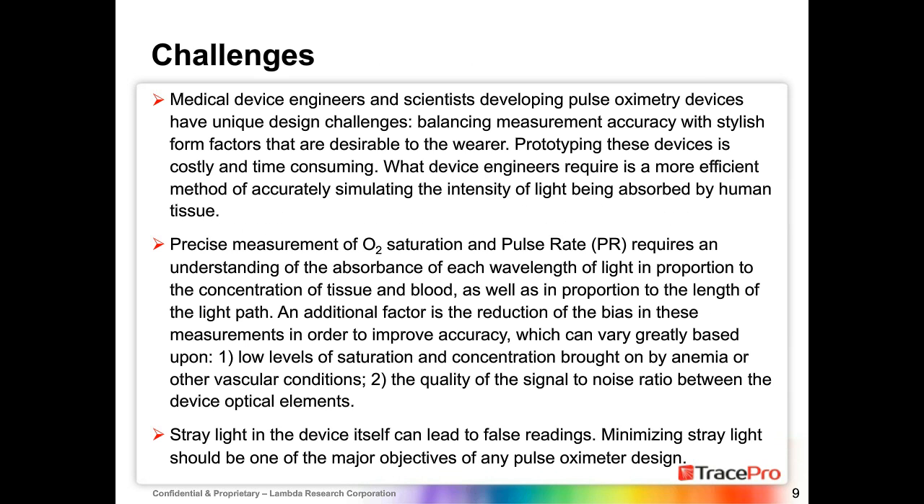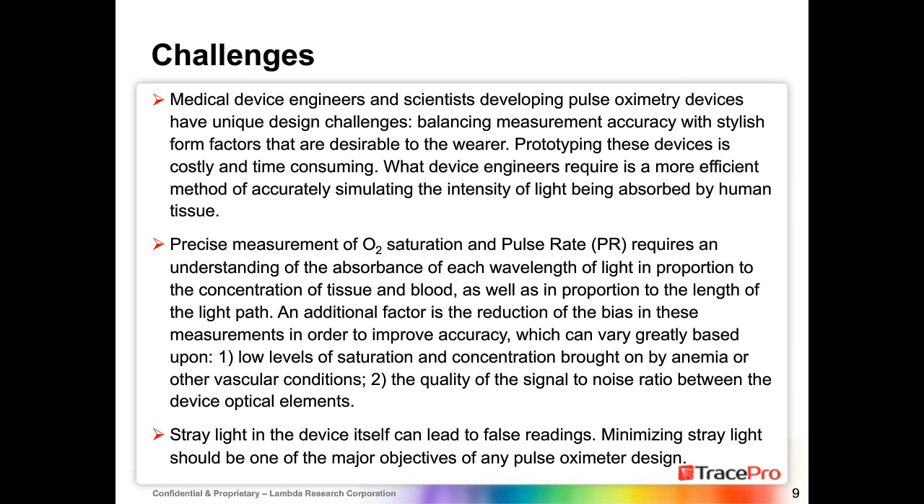So, there's a lot of challenges. Medical design engineers and scientists developing pulse oximetry devices have unique design challenges, balancing measurement accuracy with stylish form factors, prototyping devices in a timely and cost-effective manner, and finally, device engineers requiring a more efficient way of accurately simulating the intensity of light being absorbed by the human tissue.